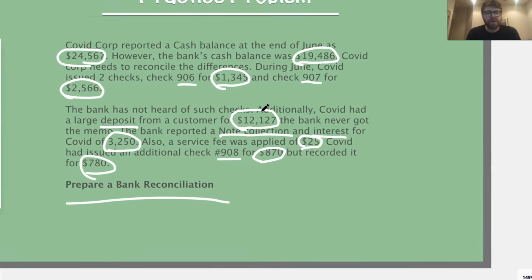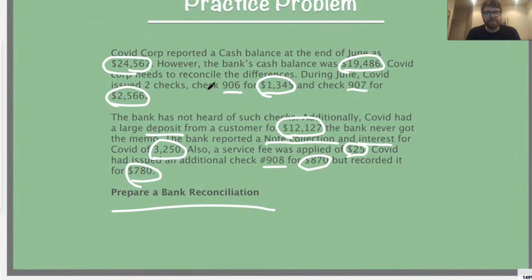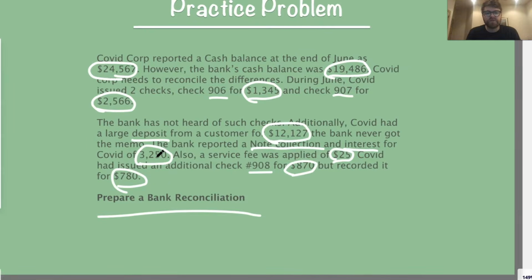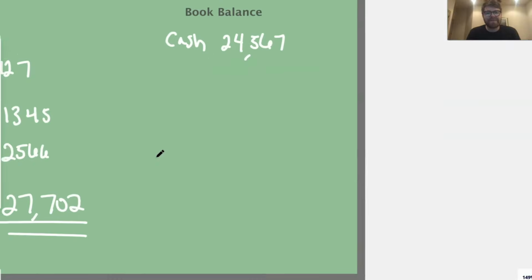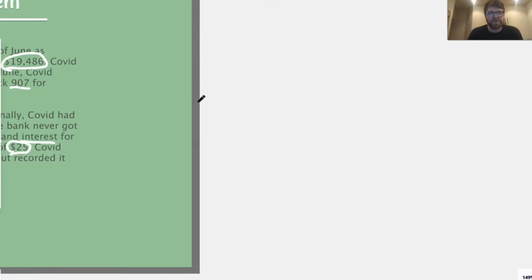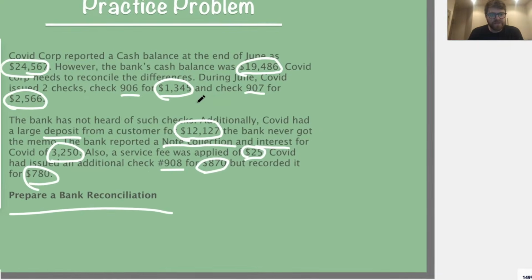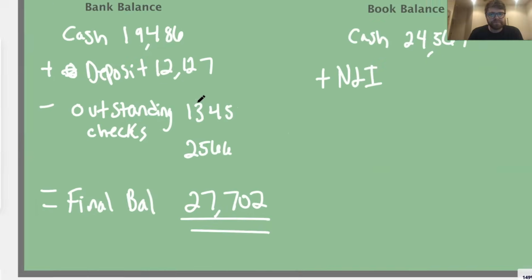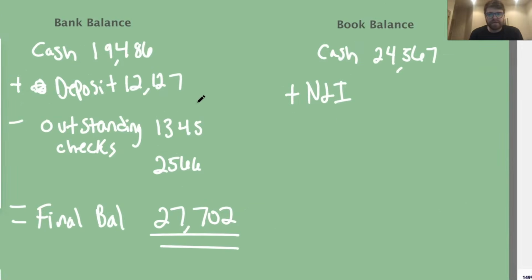Now let's tackle the book side. All I see for the book side, we covered everything up here in this top section, but I did notice that the bank reported note collection and interest for 3250. So we need to add that. So we'll add that in. I'll call it N and I, so note and interest, 3250. So let's add that in here. 3250.